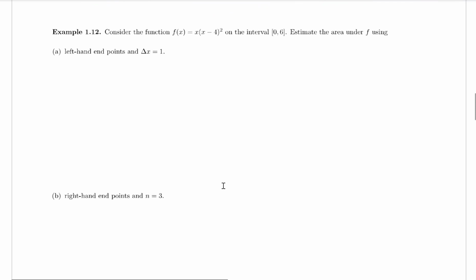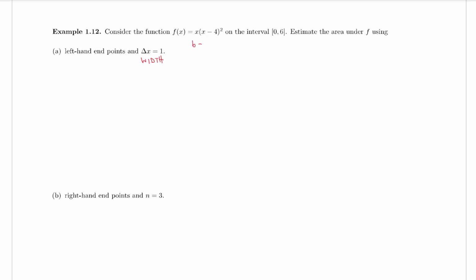Alrighty, let's decode this problem a little bit. We have this function, so this is going to be similar to the last example. We're going to have a function determining the height of our rectangles in each interval. And then we have our interval given as 0 to 6. Now we're trying to find the area using left-hand endpoints, and our delta x is equal to 1. That is the width of our subinterval, or the width of our rectangles.